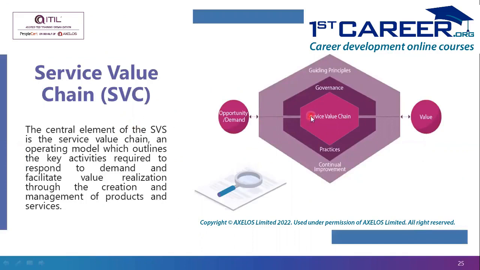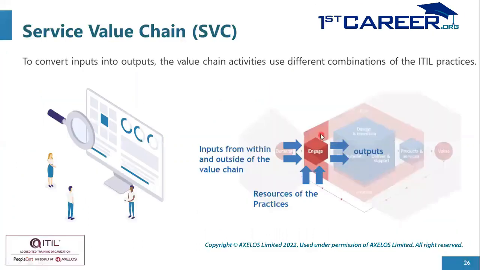At the center of the service value system, or the SVS, we can see the service value chain. What is the service value chain, or the SVC? It is an operating model which outlines the key activities required to respond to demand and facilitate value realization through the creation and management of products and services. So we have the value on the right here, but between the value and the service value chain, there will be products and services which create value.